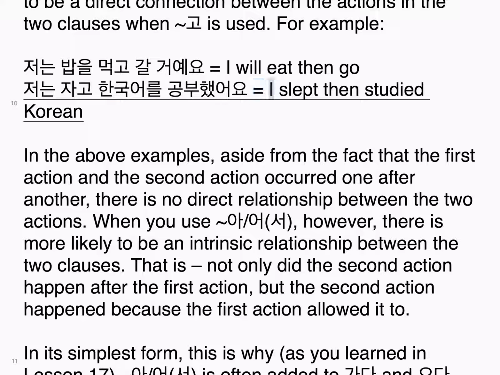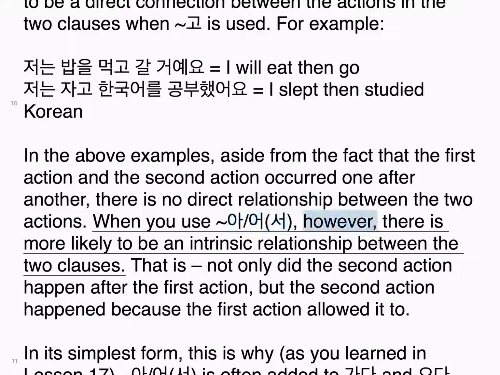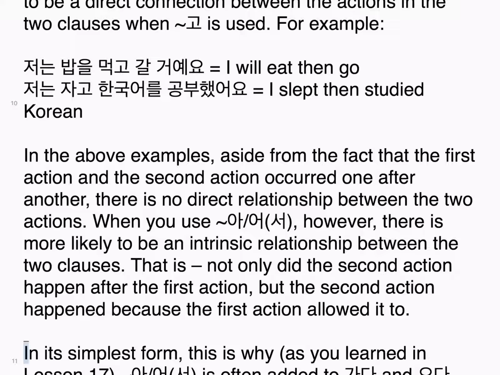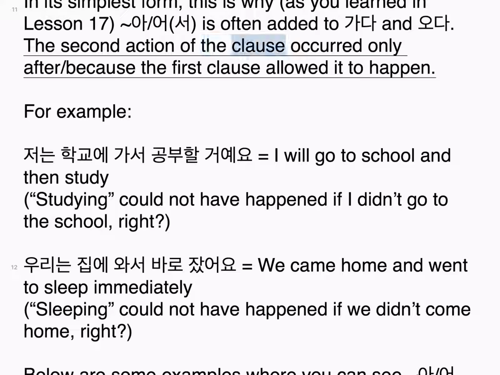In the above examples, aside from the fact that the first action and the second action occurred one after another, there is no direct relationship between the two actions when you use 고. However, with 어서 there is more likely to be an intrinsic relationship between the two clauses. That is, not only did the second action happen after the first action, but the second action happened because the first action allowed it to. In its simplest form, this is why, as you learned in lesson 17, 어서 is often added to 가다 and 오다. The second action of the clause occurred only after, because the first clause allowed it to happen.